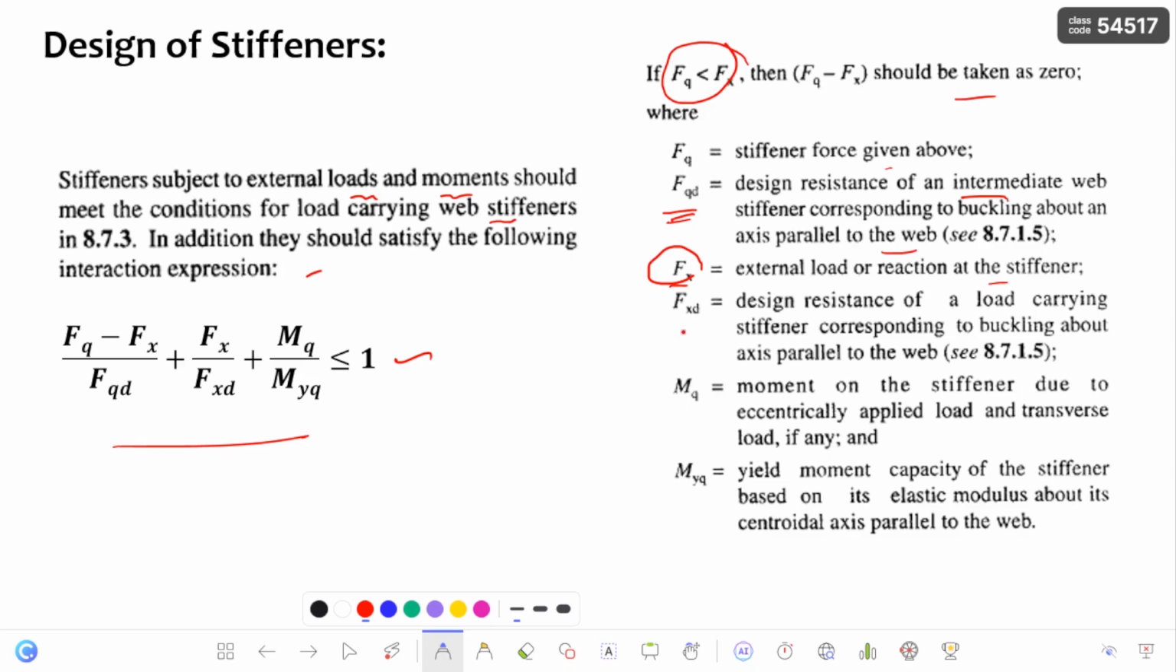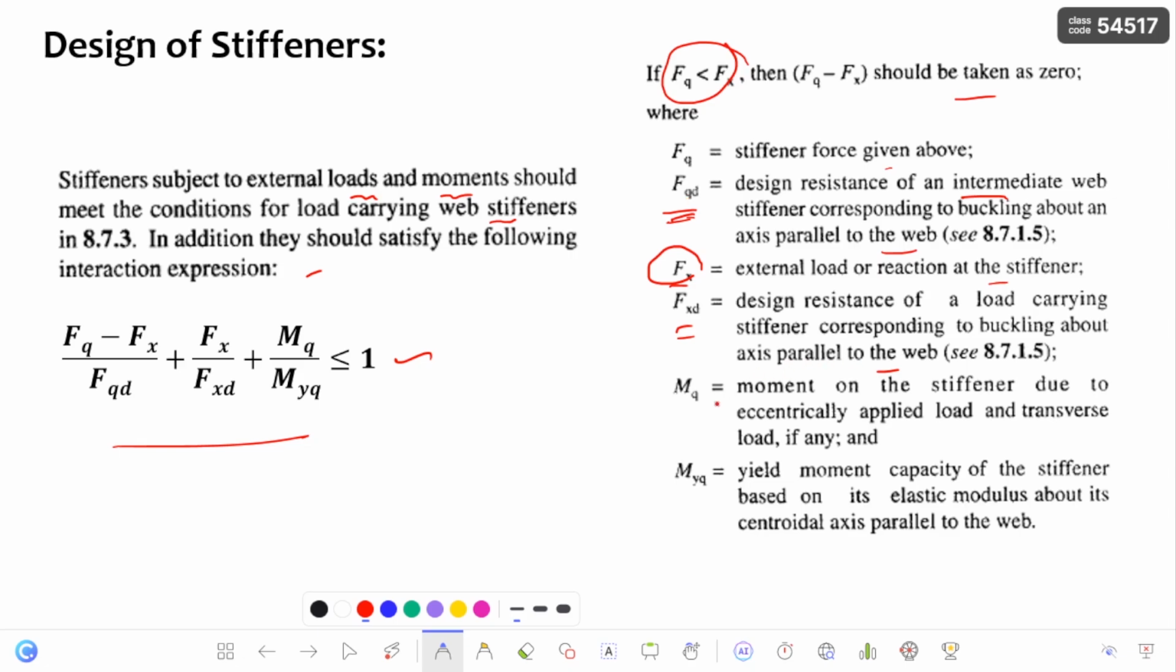Next coming to the Fxd, this is the design resistance of a load carrying stiffener corresponding to buckling about the axis parallel to the web. And this is the corresponding design resistance of the particular stiffener which you have considered. And coming to the FQD, this is the intermediate web stiffener buckling capacity.